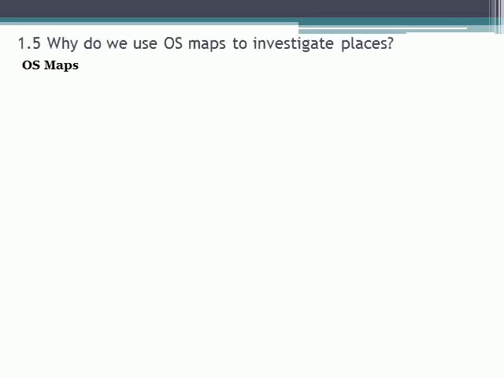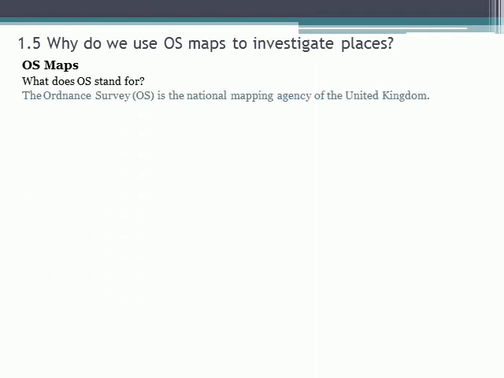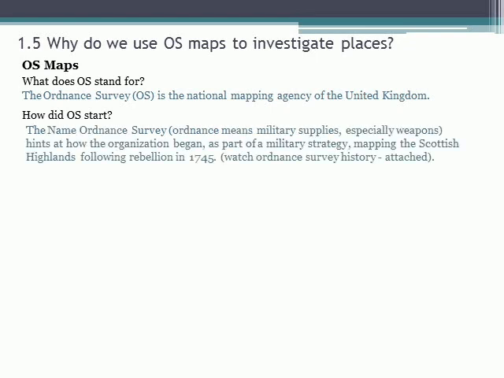Why do we use OS maps to investigate places? What does OS stand for? The Ordnance Survey. OS is the National Mapping Agency of the United Kingdom. So how did OS start? The name Ordnance Survey. Ordnance means military supplies, especially weapons, which hints at how the organization began, as part of a military strategy mapping the Scottish Highlands following rebellion in 1745.